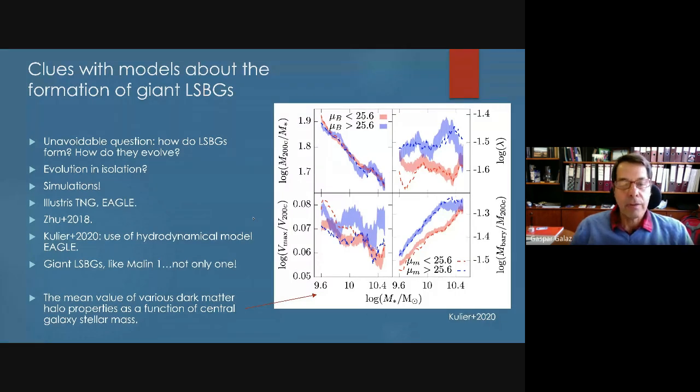We can have the mean value of various dark matter halo properties as a function, for example, of the central galaxy stellar mass. With the models, you can obtain many, many things. Andrea did an excellent job comparing, for example, the kinematical properties of these galaxies, the circular motion properties. There are some intricate graphics that I will show you. I will not go into detail now, but you can go to the publication, Coulier et al. 2020.